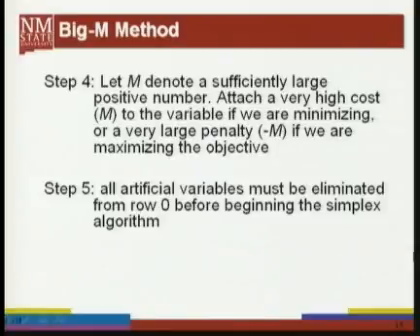And in the final step, step number 5, because each artificial variable will be in the starting basis, if the artificial variables are equal to 0 in the optimal solution, then we have found the optimal solution to the original problem. Okay? If any artificial variables have a positive value in the optimal solution, then the original problem is infeasible. Okay?